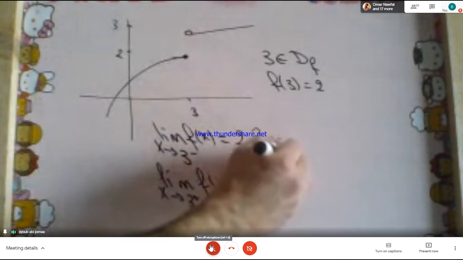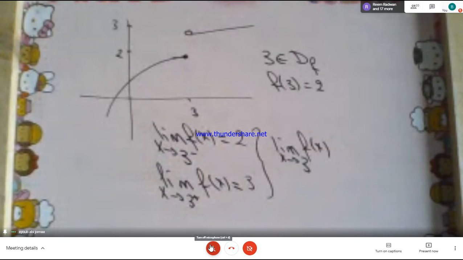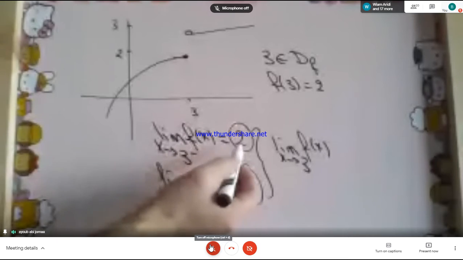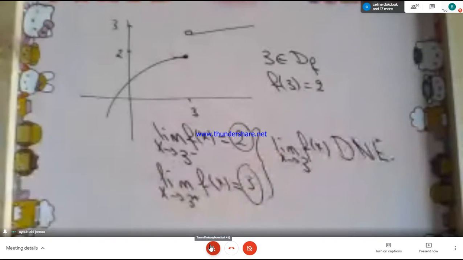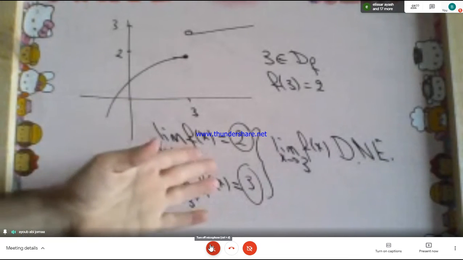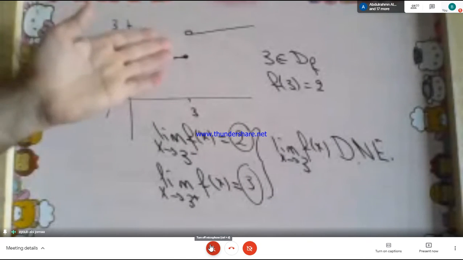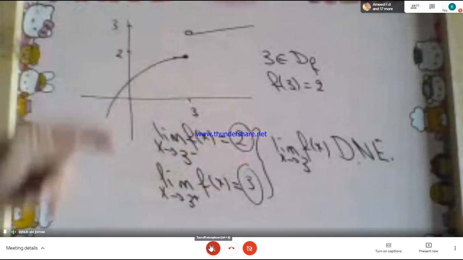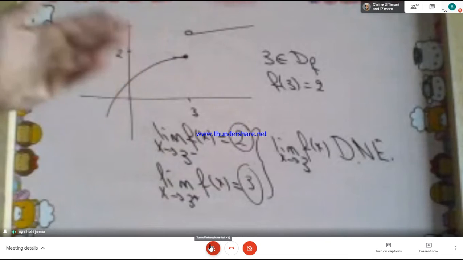So what can you say about the limit of f of x as x approaches 3? It does not exist. The limit from the left is not equal to the limit from the right. So the limit as x approaches 3 does not exist. So here, it's not continuous because the limit from the left is not equal to the limit from the right. So the function is not continuous.